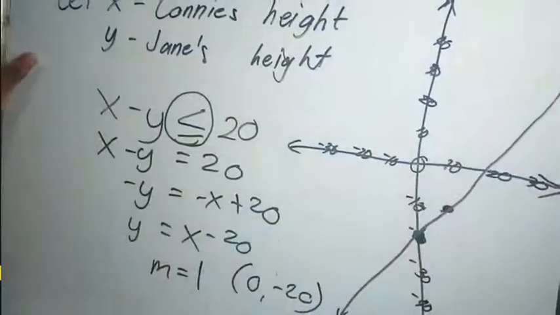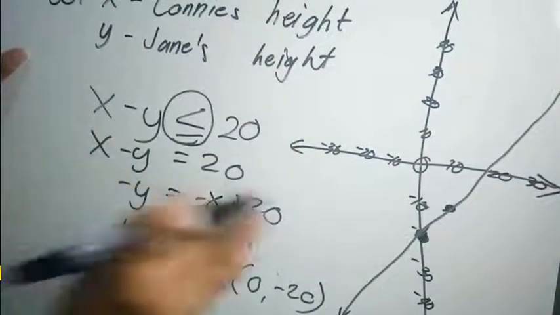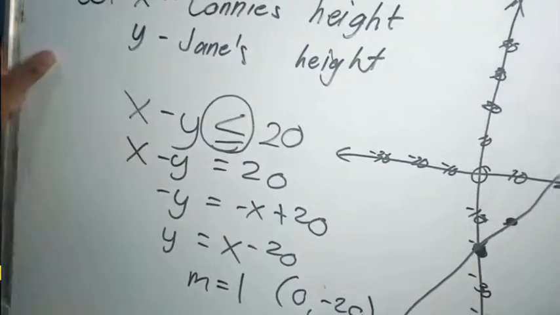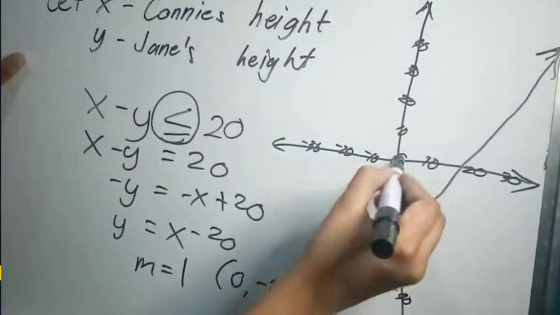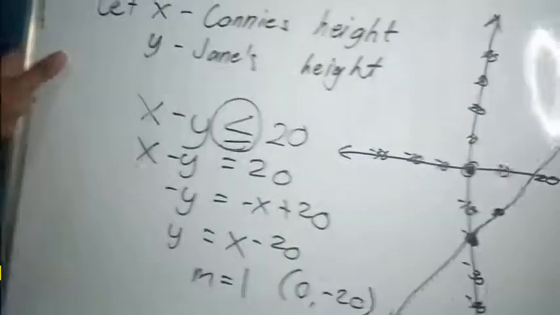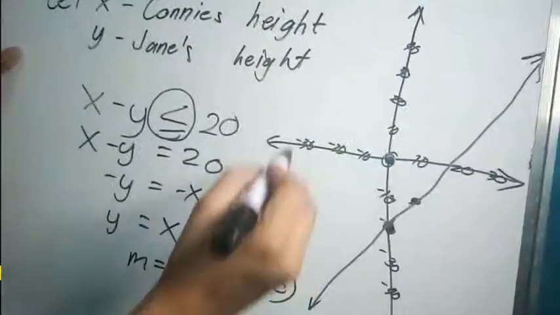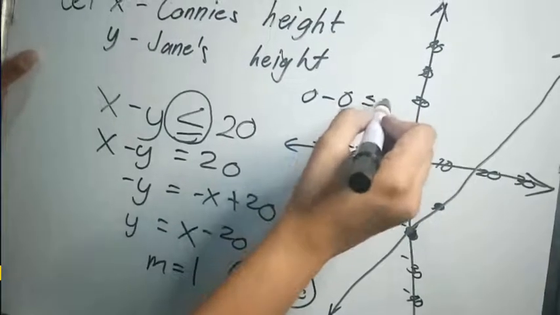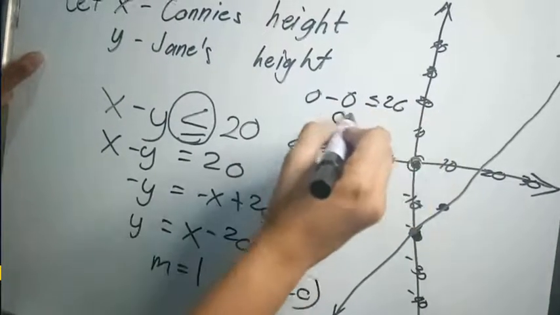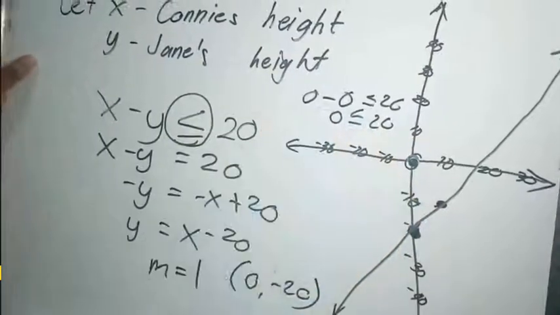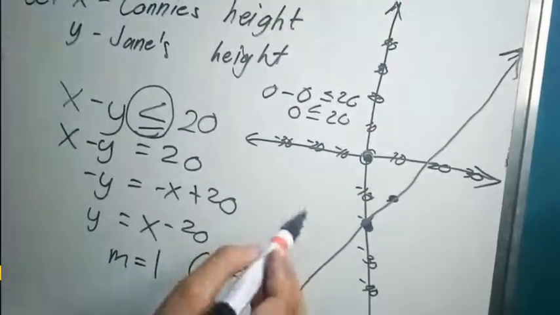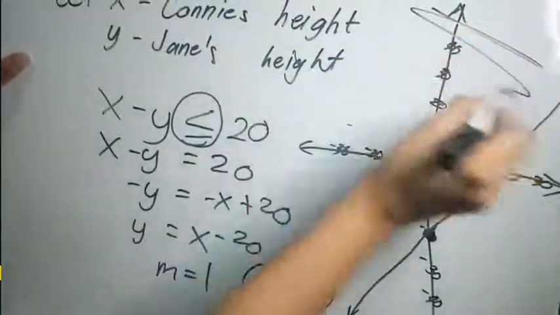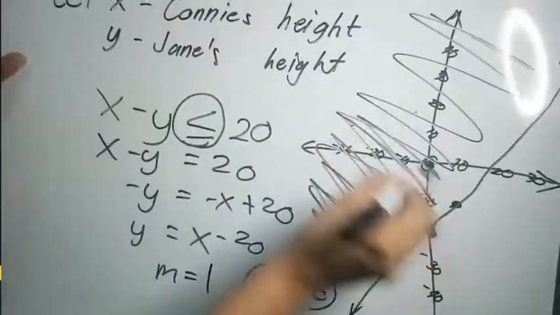Then let us find which of these two regions will be the shaded region. So let us have a testing point. We have (0, 0). So 0 minus 0 is less than or equal to 20. 0 is less than or equal to 20, which is true. It means the shaded region that we have is this part, where (0, 0) is plotted.